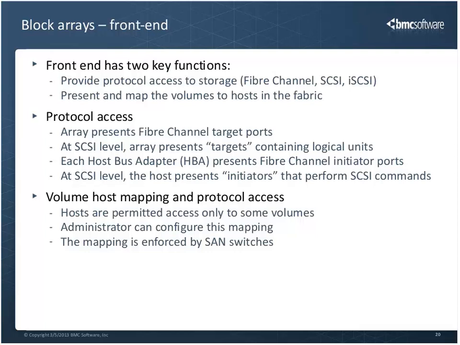Finally, the front end, as I said, has two key functions. It provides protocol access to the storage, so fiber channel or SCSI or iSCSI, and it presents and maps the volumes to hosts in the fabric. That is, you have to decide as a storage administrator which host can access which volume, and that's what we call protocol access. The array presents the fiber channel target port. The way fiber channel works is there are target ports on the array and initiator ports on the host, and both of them need to be plugged into the fiber channel fabric.